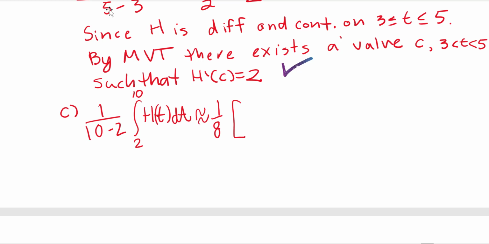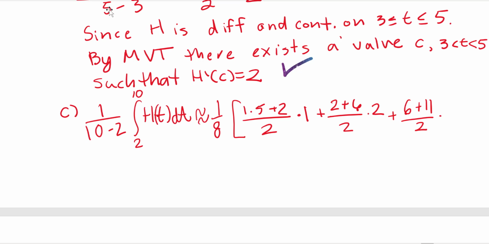So trapezoid method says you do the left plus the right divided by 2 times the width of that piece. So we would do 1.5 plus 2 divided by 2 times 1, plus 2 plus 6 divided by 2 times 2, right? I'm getting all of these numbers from that data table. Then I get 6 plus 11 divided by 2 times 2, plus 11 plus 15, I'm running out of room, times 2. And then remember, you don't have to simplify that.